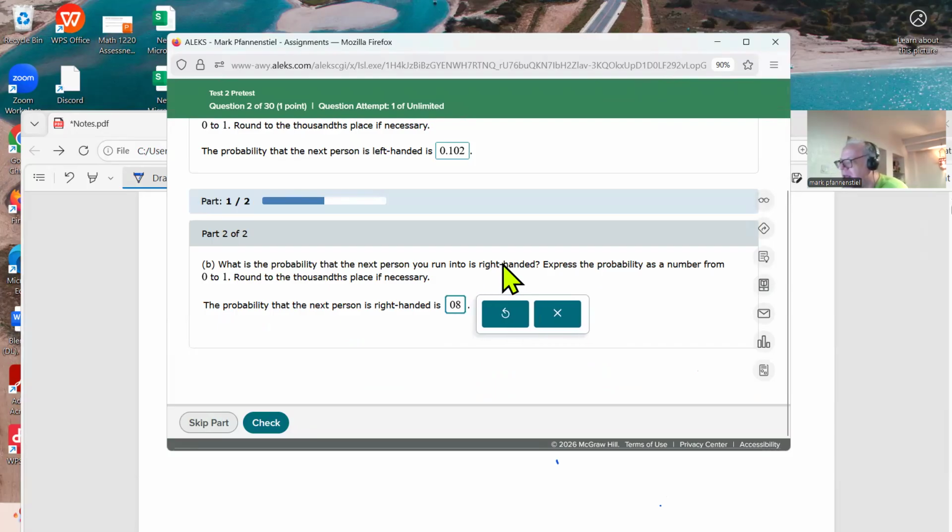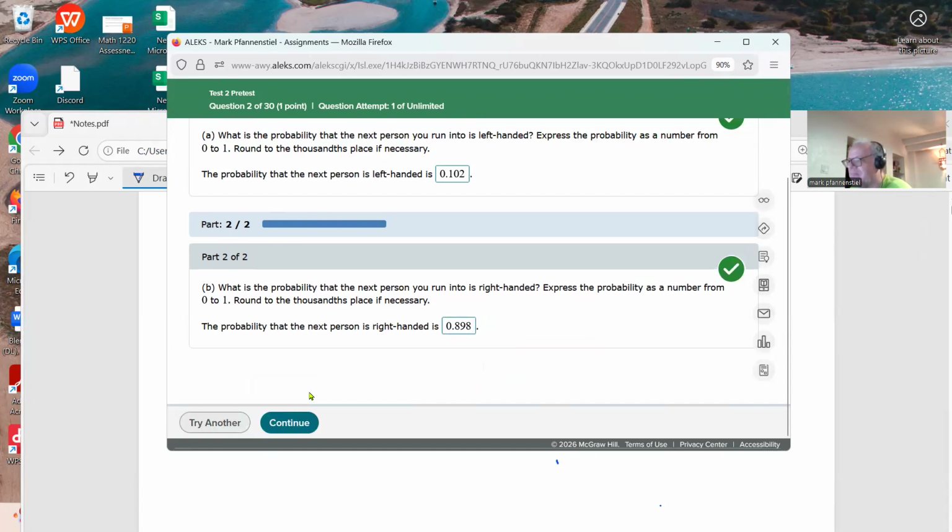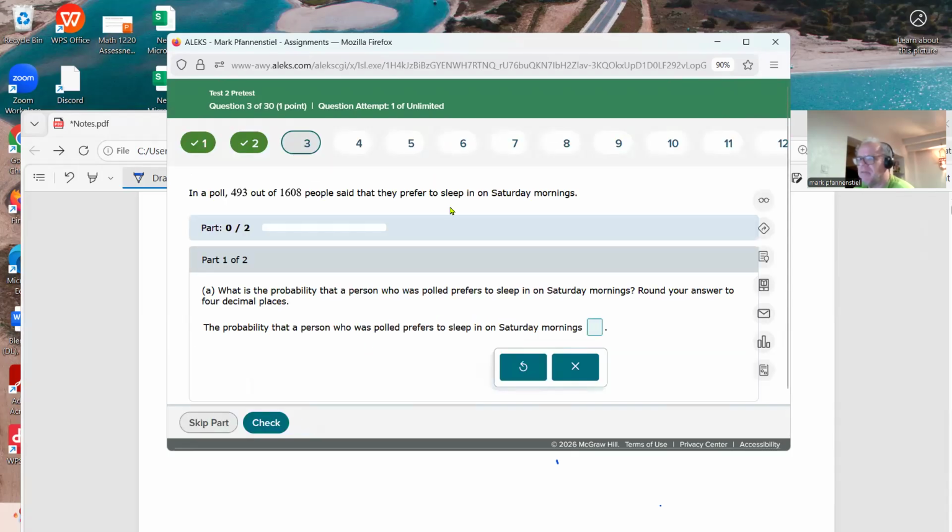0.898. Assuming I can type. Okay, then we'll go ahead and check that guy off. Okay, correct. What happened with that? Oh, point. I forgot the decimal place. 0.898. Okay, recheck. All right, there we go. Be careful. Okay, we'll go off to the next problem, problem number 3.